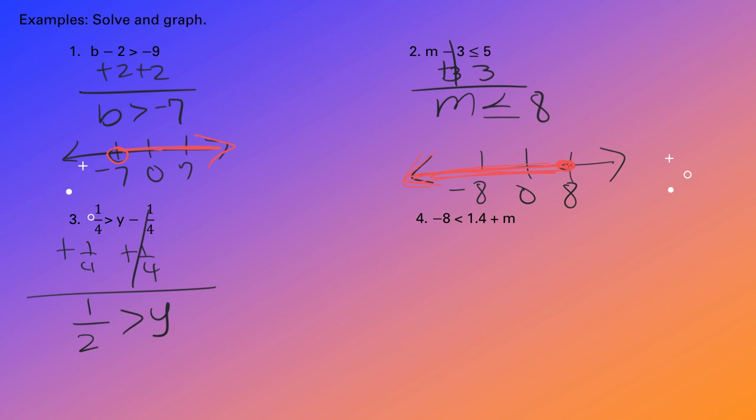Graphing it again, what's the inverse of half? Negative half, correct? The inverse integer of half. Is it going to be an open or closed circle? Open. And which way am I going? To the left. Okay, one more, number 4.